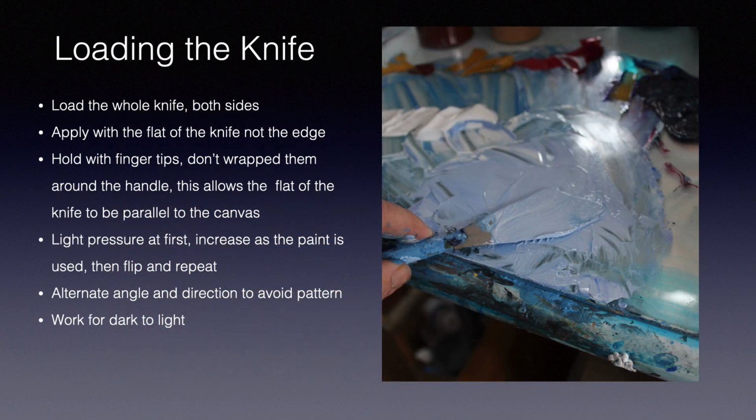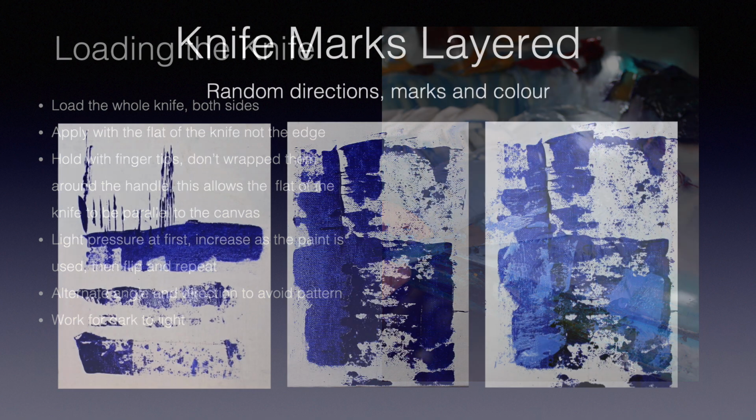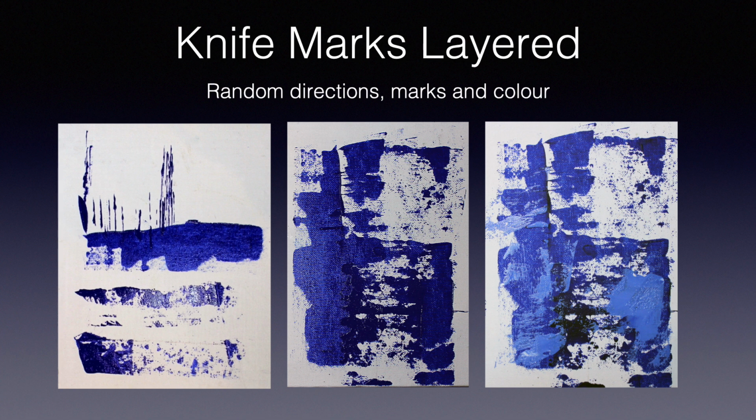To get this texture, I load the knife both sides very evenly, just a thin coat of paint. The paint is then applied to the surface, holding the knife parallel to the surface. When the knife is freshly loaded, you use a light pressure, and as the paint is used up, you apply more pressure. You can flip the knife over and use the paint on the other side, laying different colors on top of each other, working from the dark to the light to build the texture.